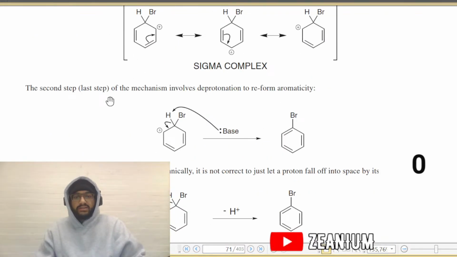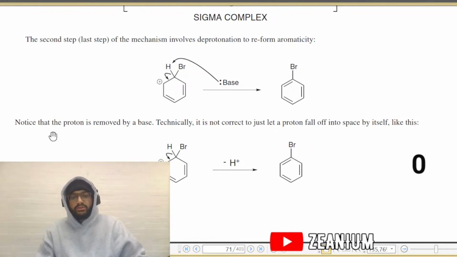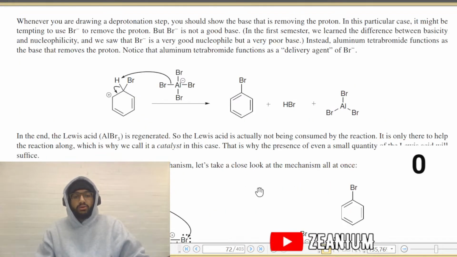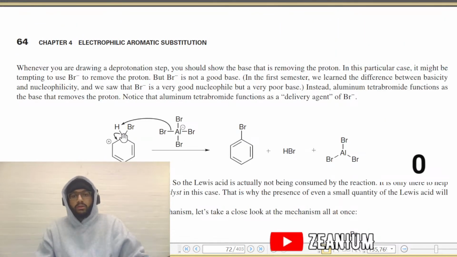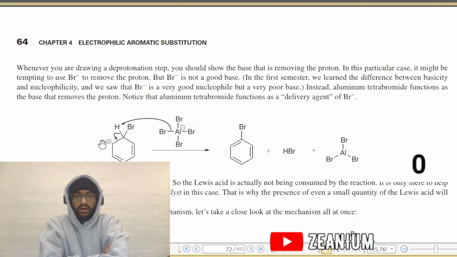The second step, the last step of the mechanism, involves deprotonation to reform aromaticity. Okay, so a base attacks the proton, which hops to the plus charge, which creates this. Notice that the proton is removed by a base. Technically, it is not correct to just let a proton fall off to space by itself like this. Yeah, that's just wrong. Okay, so whenever you're drawing a deprotonation step, you should show the base that is removing the proton.